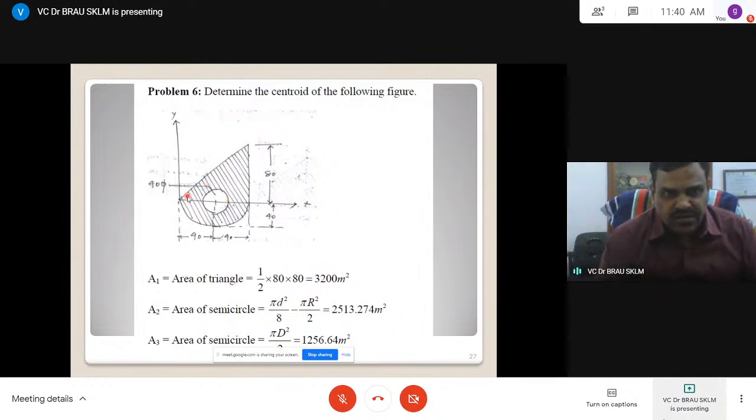The area of the triangle is half base into height, 80 into 80. The area of the semicircle is the full semicircle minus this. The full semicircle diameter is 80 and the small semicircle diameter is 40. You find the area of a semicircle like pi r square.